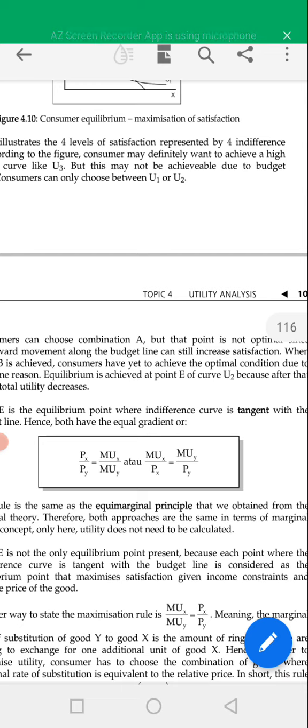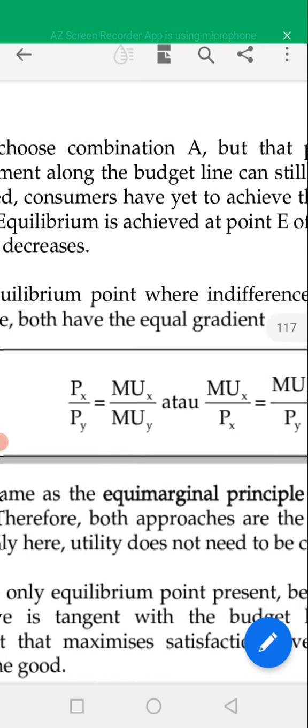Okay, so you can see that there is something here which is a formula for finding the maximizing bundle. All right, so now we have px, which is the price of x over the price of y, should be equal to MUX over MUY. So MU simply stands for marginal utility. Okay, so MUX is marginal utility of x, and MUY is the marginal utility of good y.